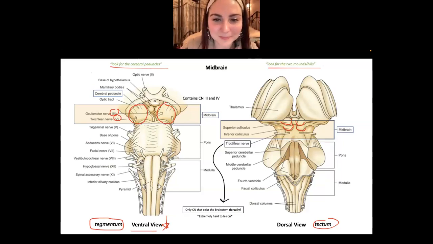That's the midbrain. And then again, remember, like I said, cranial nerve 4 technically doesn't exit on the ventral view, though it's always drawn there. It exits on the dorsal view, and that's what this is showing here. It is the only cranial nerve that exits dorsally. So that's why it's very, very hard to lesion.